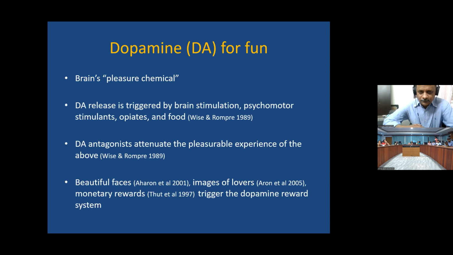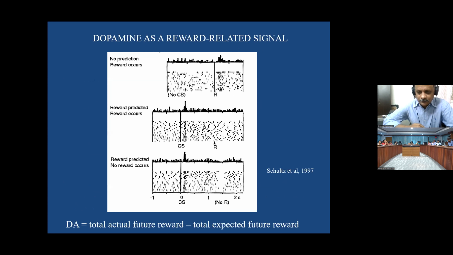In addition to these kinds of primary stimuli, which can give you pleasure, even higher-level, cognitive stimuli, like presentation of beautiful faces or images of lovers. If you take a couple, obviously each of them finds the other person most attractive and so on. When you see beautiful faces, and people have done this in functional imaging, if you scan the brain, you will see that the same pleasure centers or reward systems are activated by these stimuli. Similarly, monetary rewards. People crave money because money gives us a kind of high. The reward centers are activated. So in all these things, dopamine plays a key role.